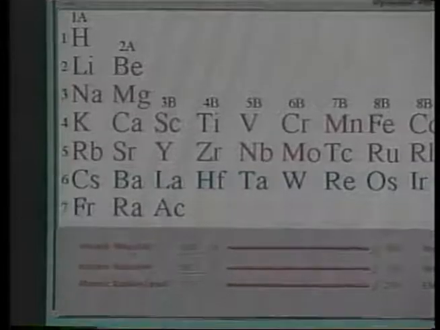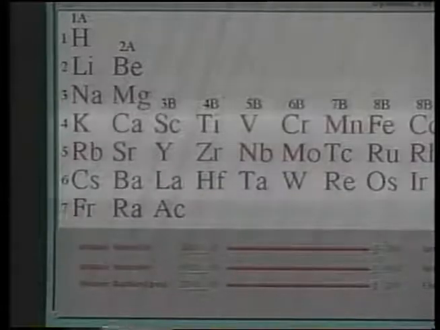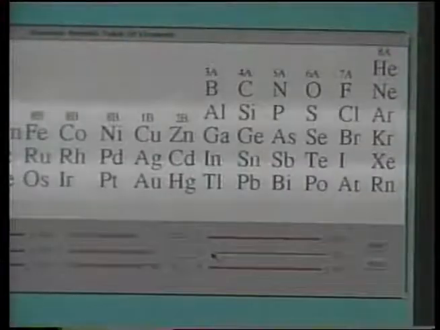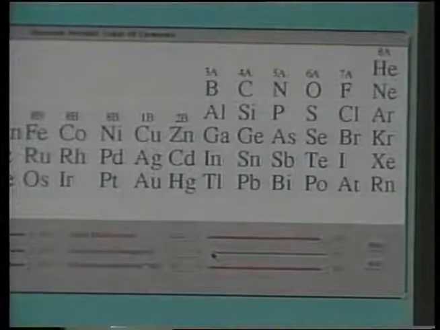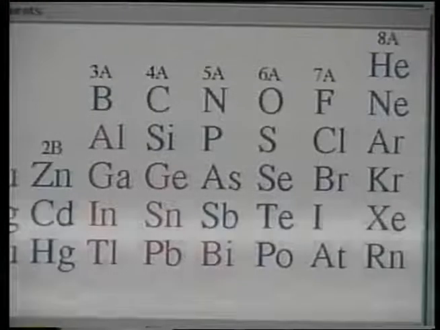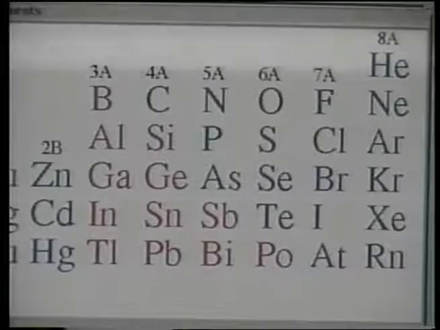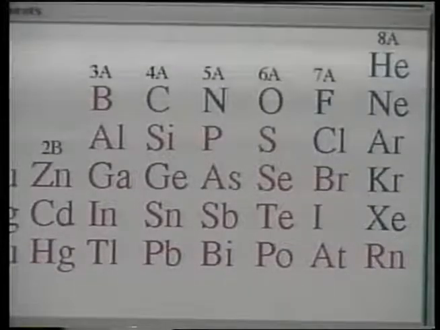Another application we can do here is to show trends in the database. We can, for example, look at the ionization energy. By slowly sliding the slider from left to right, you can see how the ionization energy moves from the lower left corner up towards the upper right corner of the periodic table.